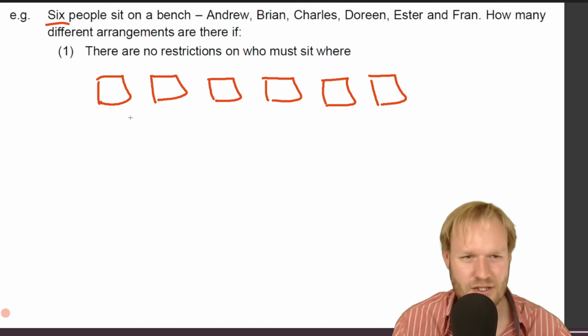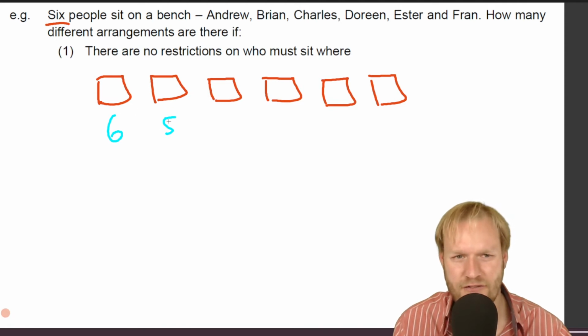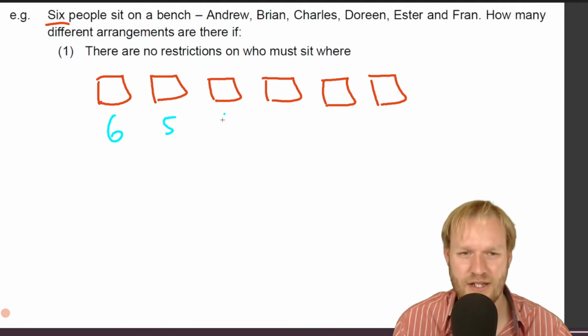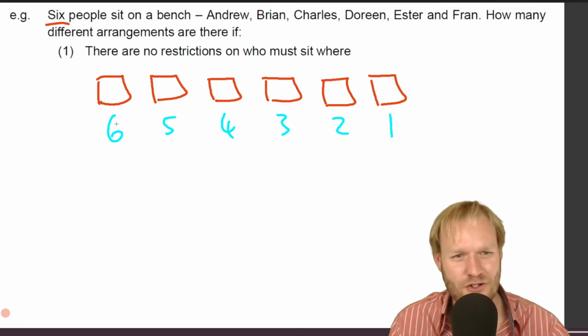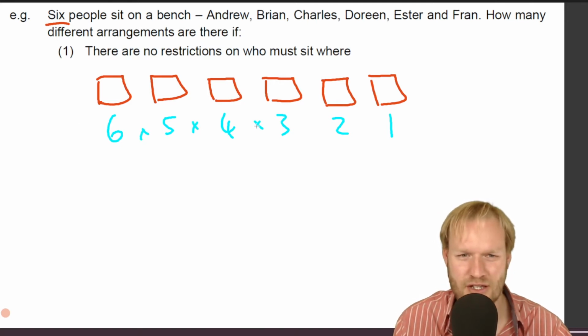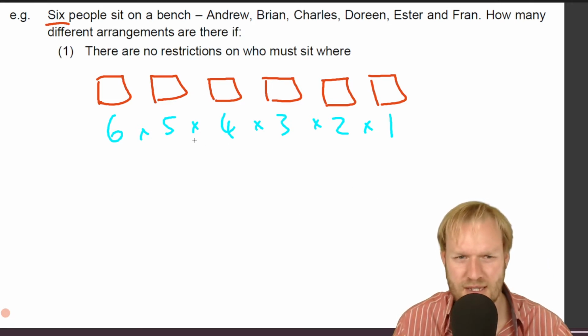So if we look at it here, for the first seat, anyone could sit there, so there's 6 different options. For the second one, there are 5 people left to possibly sit there. 4, 3, 2, 1, and don't worry, that's not the final countdown. So we could just multiply these together. We did one of these examples previously, but there's a shorthand way of writing this now. 6 times 5 times 4 times 3 times 2 times 1, we can write as 6 factorial.